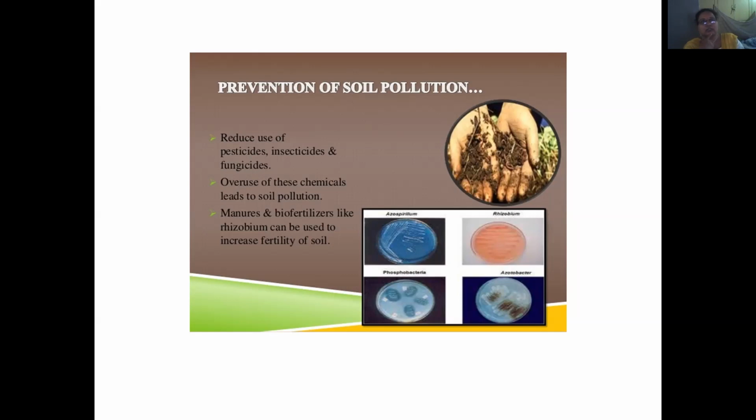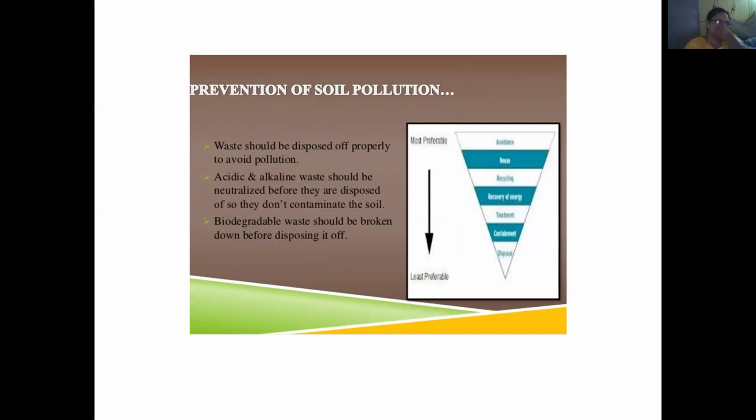Rhizobium, we have seen this in the nitrogen cycle, right? So it increases the fertility of the soil. Then waste should be disposed of properly to avoid pollution. Acid and alkaline waste should be neutralized before they are disposed of so that they cannot contaminate the soil. Then biodegradable waste should be broken down before disposing of it.